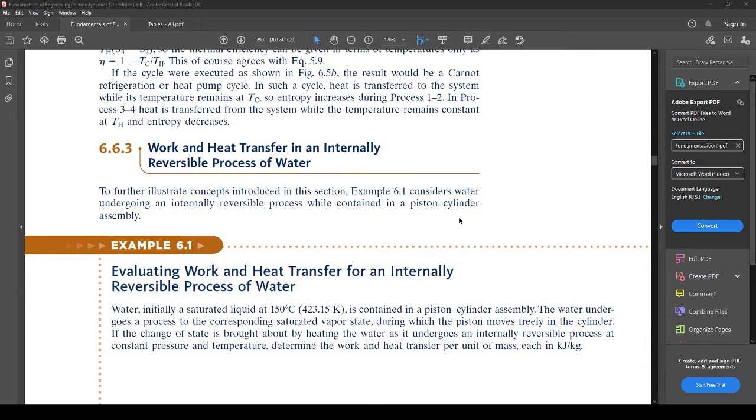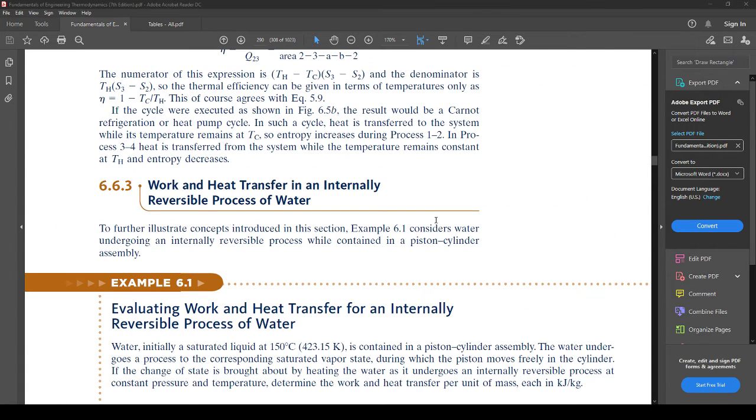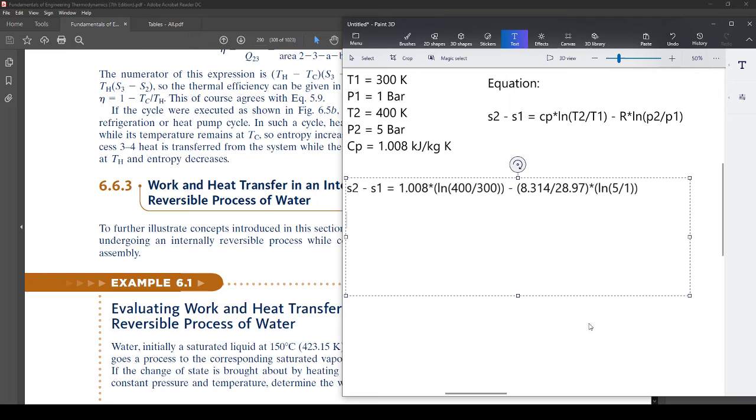All right. So now it says work and heat transfer in an internally reversible process of water. So now we are going to do another question here, okay? We're getting a twofer today, just to show you what we might be facing in the future. It says, evaluating work and heat transfer for an internally reversible process of water. All right, so I'm going to go ahead and get rid of this stuff right here, and then we can continue.